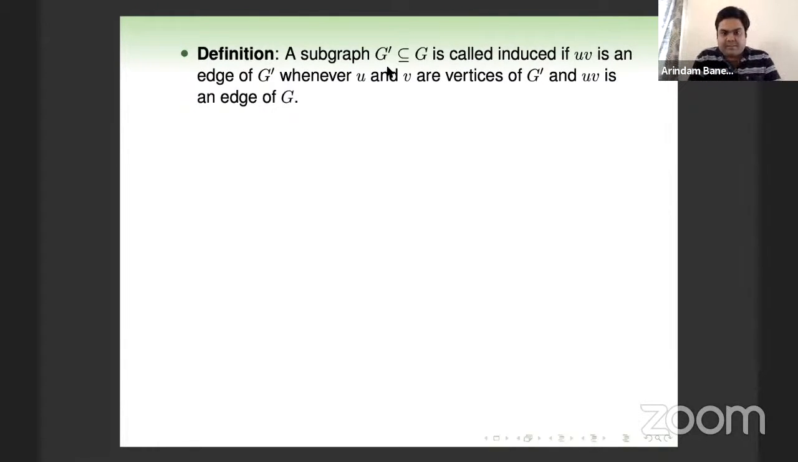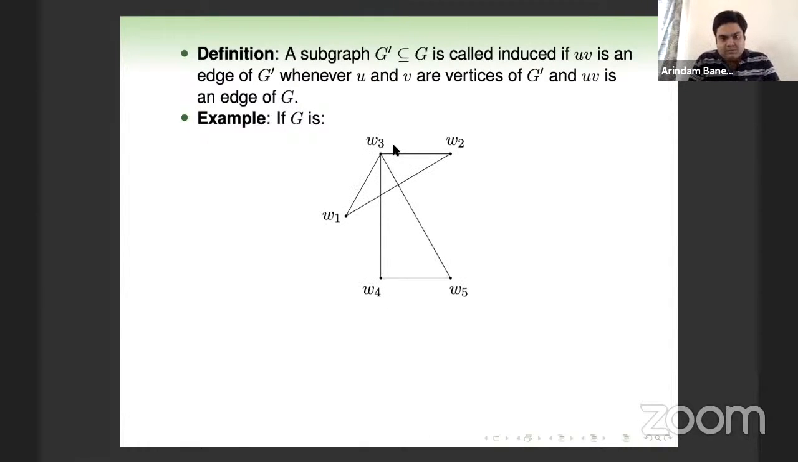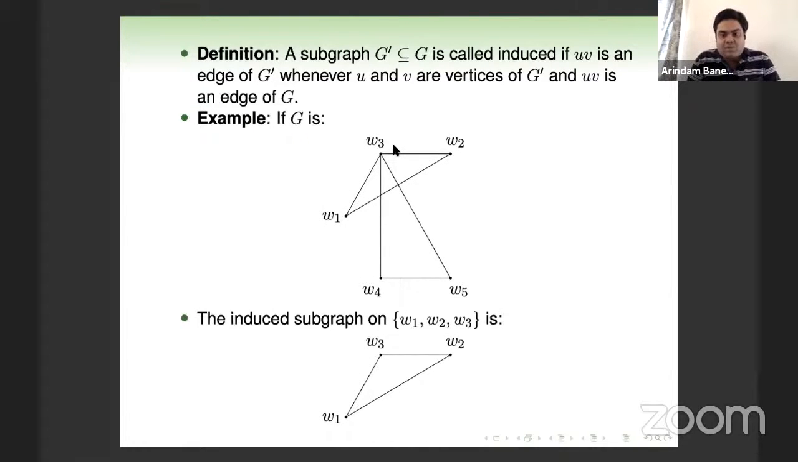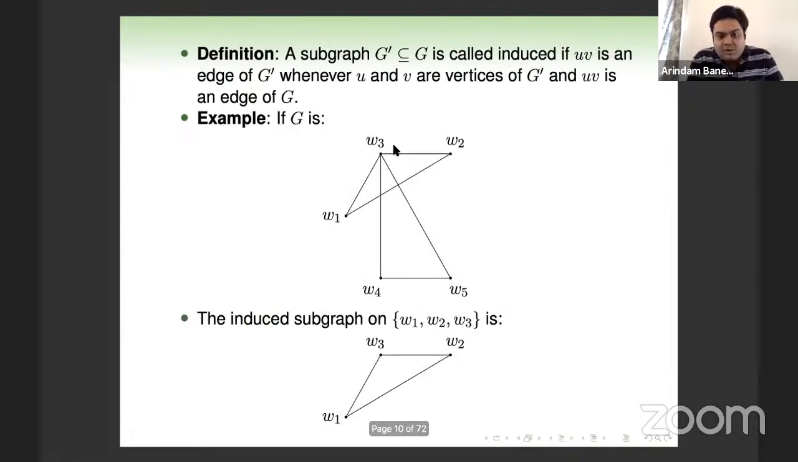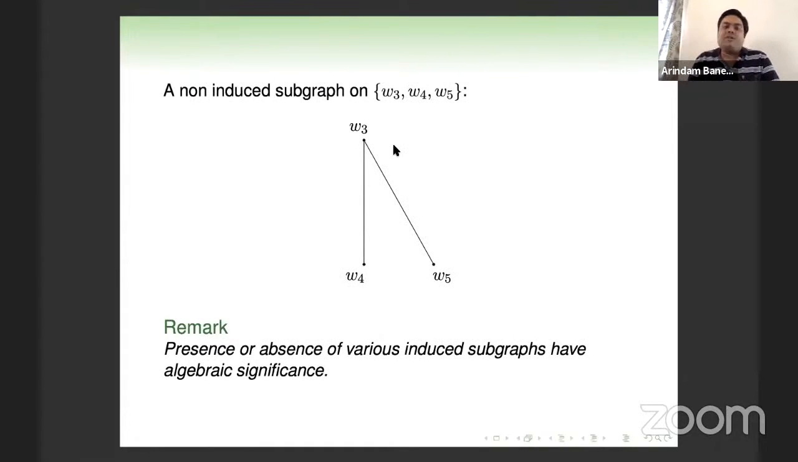Just to explain with an example. Suppose G is this graph. The induced subgraph on W1, W2, W3 is this triangle. So there are no edges between W1, W2, W3 that are missing. A non-induced subgraph on W3, W4, W5 will be this. Look, W3, W4, W5 makes a triangle in the original graph. In this graph, the edge W4, W5 is missing. Remember, the induced subgraph means that if you have certain two vertices and there is an edge between them in the original graph, that has to be preserved.